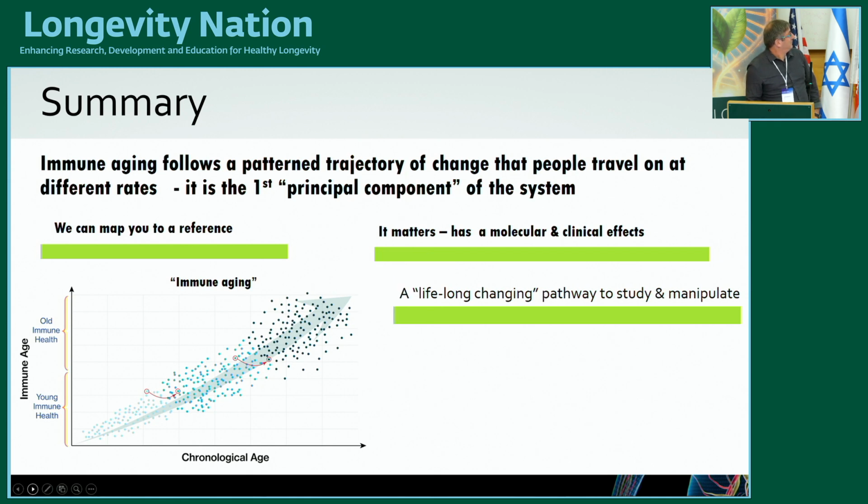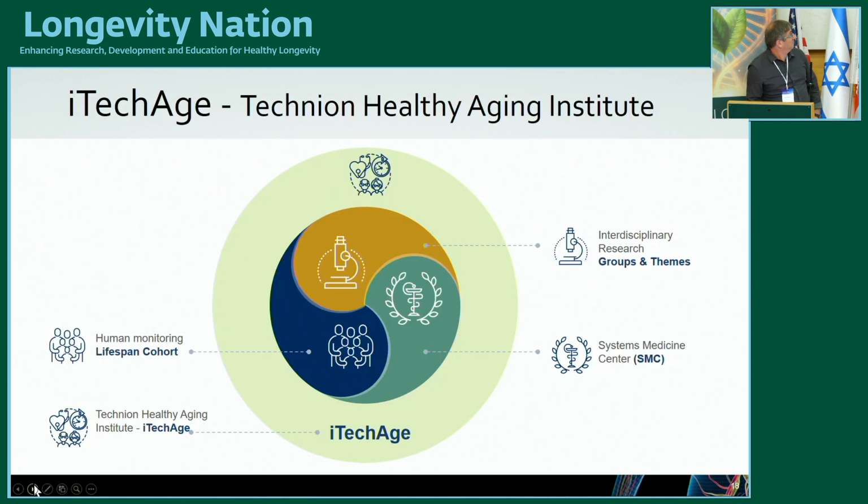my next slides are missing. Here it is, okay. So we've basically decided to put together the Technion Healthy Aging Institute. And I was going to say that, from our perspective on the immune system, the big thing is how it relates to physiology. I direct this institute. We're just launching now. It's called iTech Age, the think tank around it, which we'll partner with a lot of different groups.